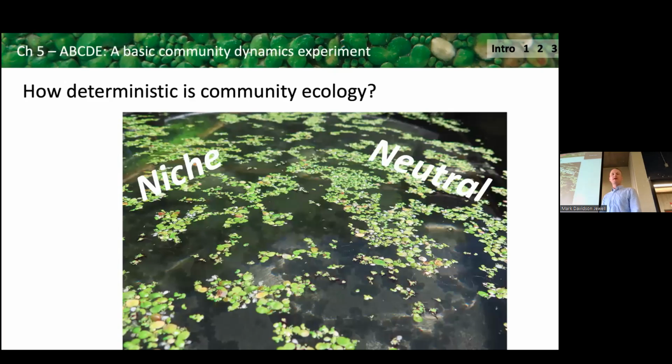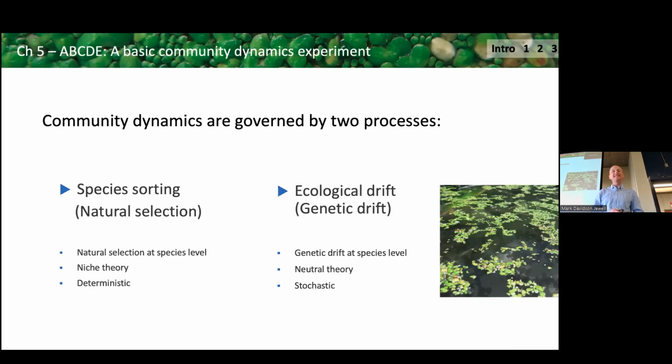The main point of the experiment was to determine how deterministic community ecology is, right? The classic debate between niche and neutral theory. Community dynamics are governed by two opposing processes. We have species sorting on one hand, and then we have ecological drift on the other. Species sorting is natural selection at the level of the species, and it will produce a distinct assemblage of species in each type of habitat in which all the members of that community are specifically adapted to those conditions of growth, and will produce different communities in different types of habitats. This is the process that underlies niche theory, and it predicts deterministic dynamics.